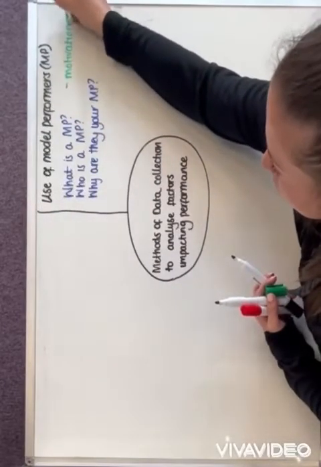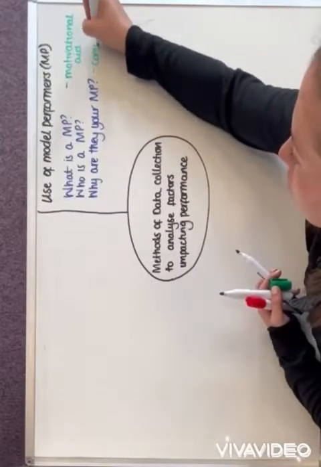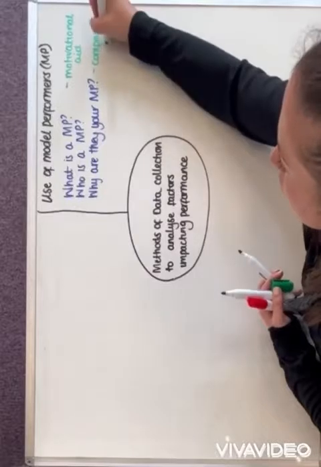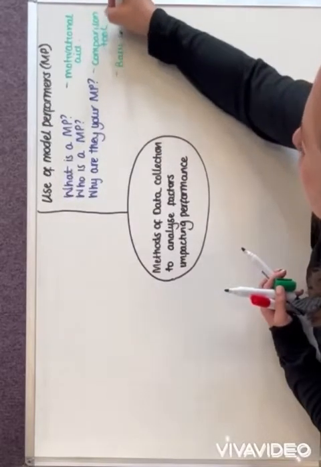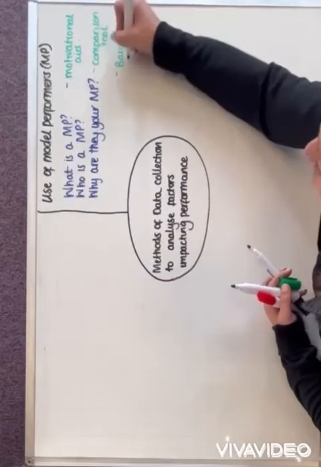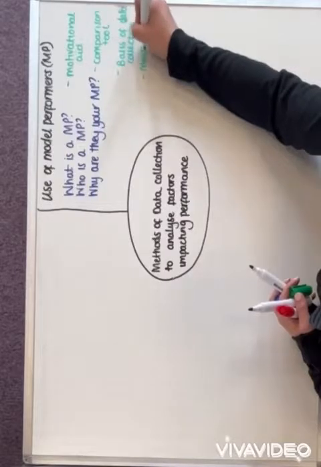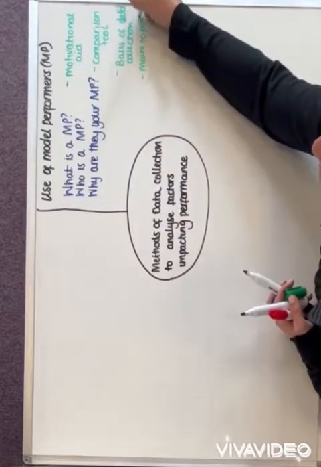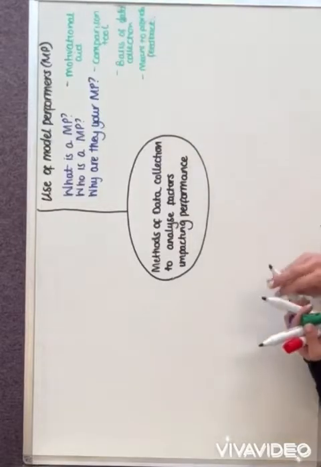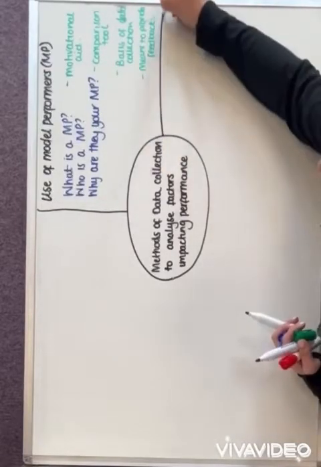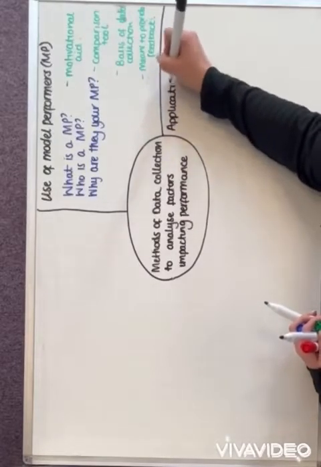There are 4 things that we can use a model performer for. That would be to be a motivational aid, a comparison tool, the basis of our data collection. So we are comparing ourselves to model performers when we use our performance profile, and they can be a means of feedback for ourselves.